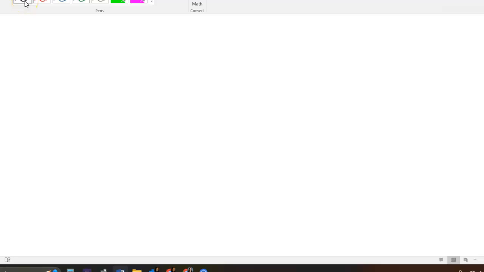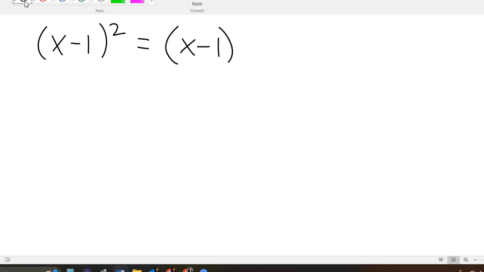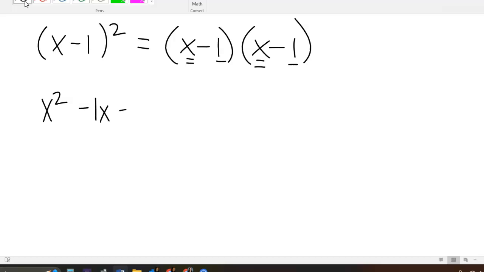So how about we try a squared binomial? How about x minus 1 squared? When you have a squared binomial, really that just means you have that binomial twice. And we're going to be doing the exact same thing that we just talked about. We can use FOIL, which would be first, and then outside, and then inside, and then last. And again, I'm doing the product every time: x times x, negative 1 times x, negative 1 times x, negative 1 times negative 1. And then we put our like terms together.